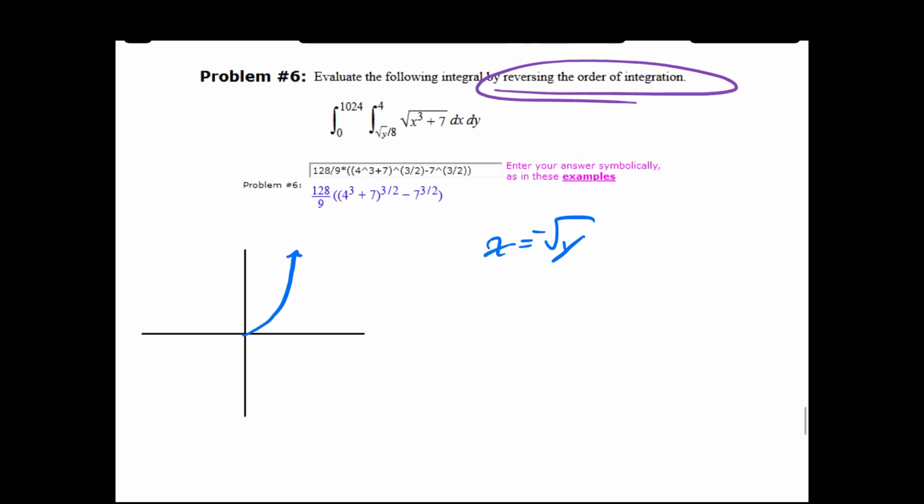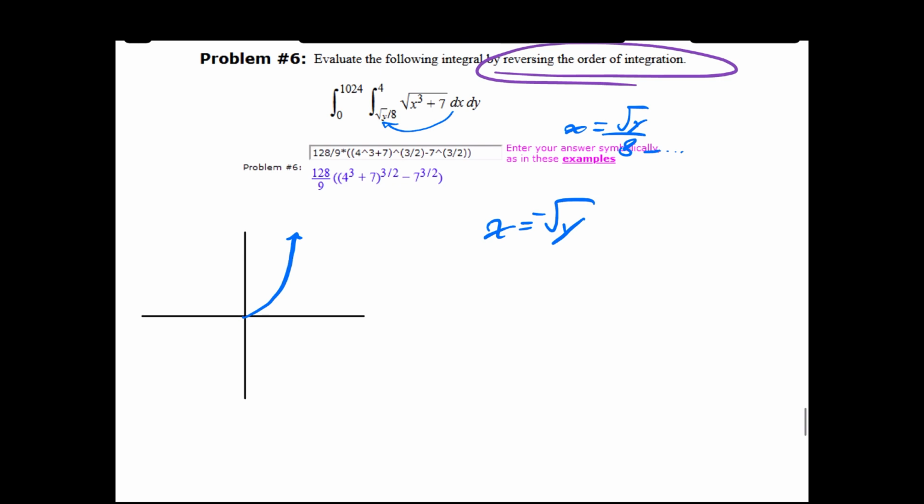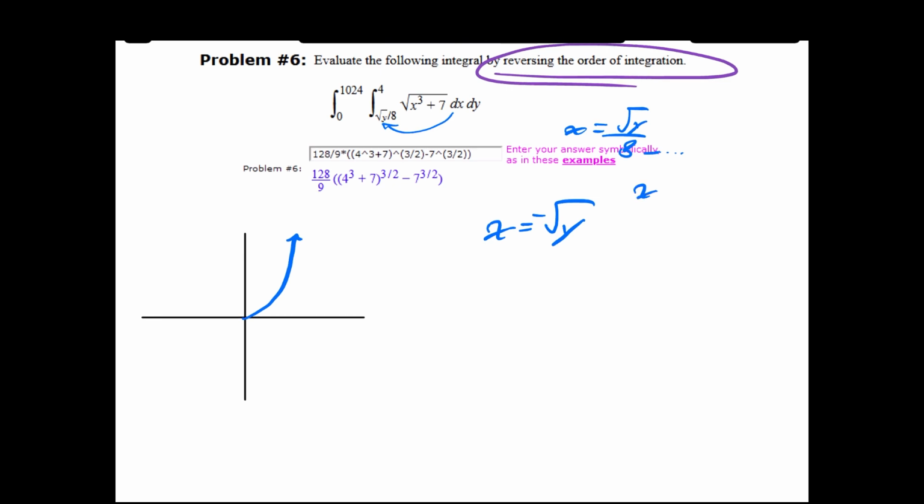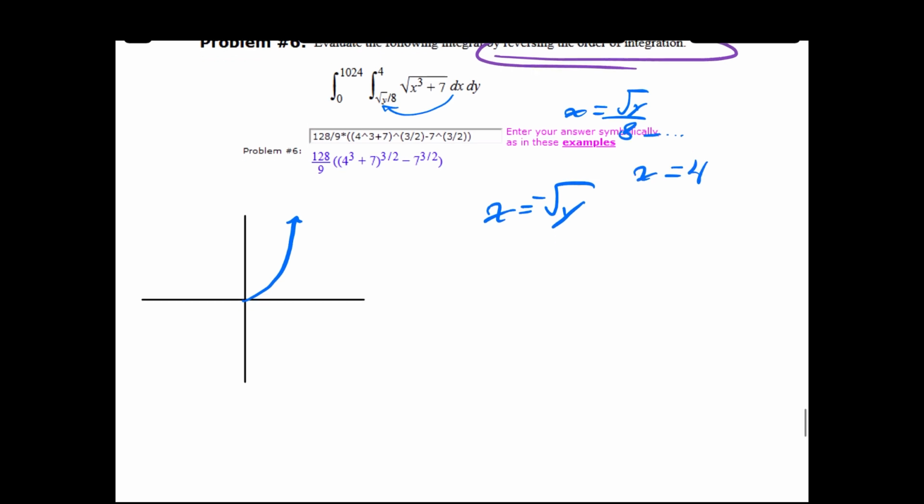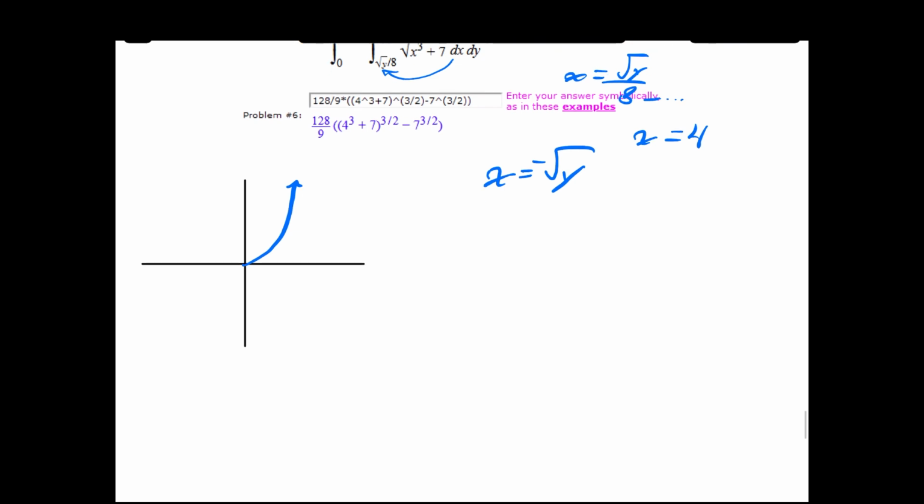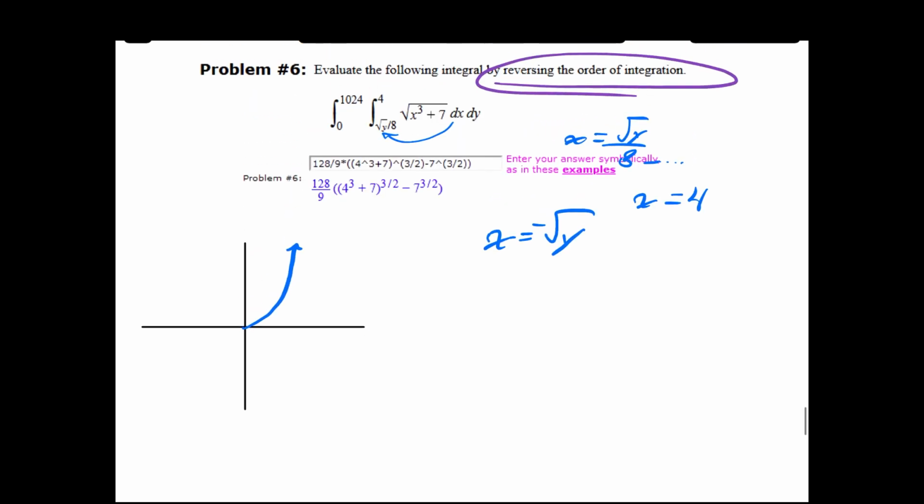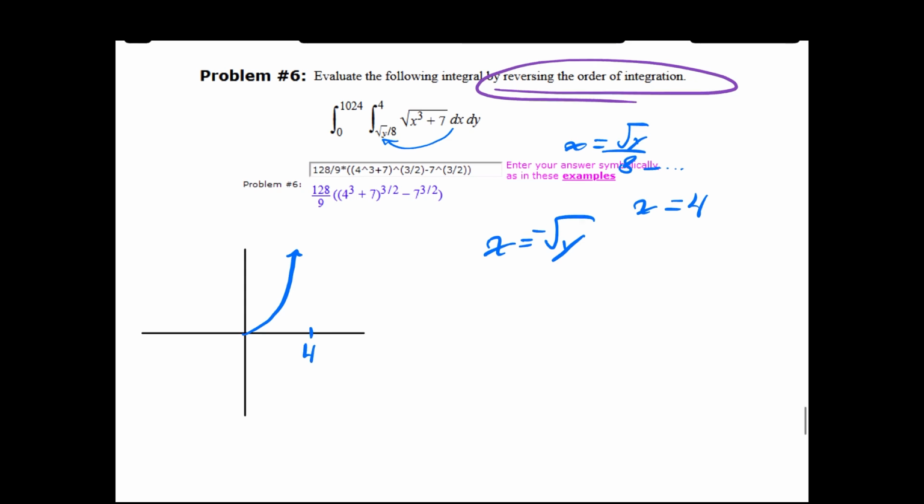And the reason why we're drawing this out is because we're looking at our boundaries, right? It's telling us we have dx with respect to this. So we have x equals root y over 8. I don't really care about this part. I just care about what's happening with the variable function. And then it's going from there to x equals 4, okay? So we know that we're going from this function up until 4.